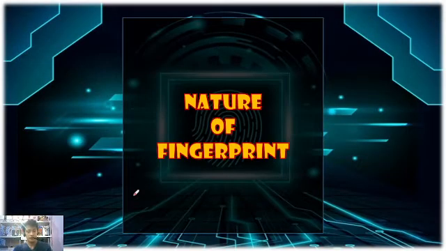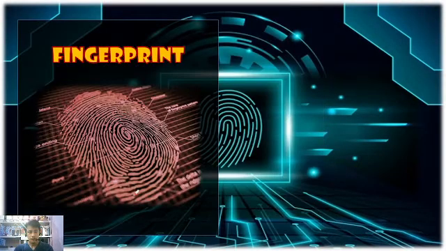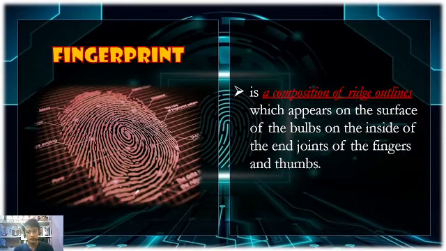And we have here the nature of fingerprint. Take note, fingerprint is a composition which appears on the surface of the bulbs on the inside of the end joints of the fingers and thumbs. So basically, fingerprint is composed of ridges and furrows.